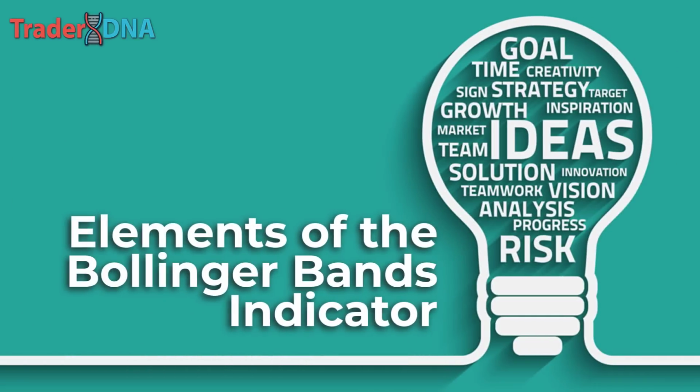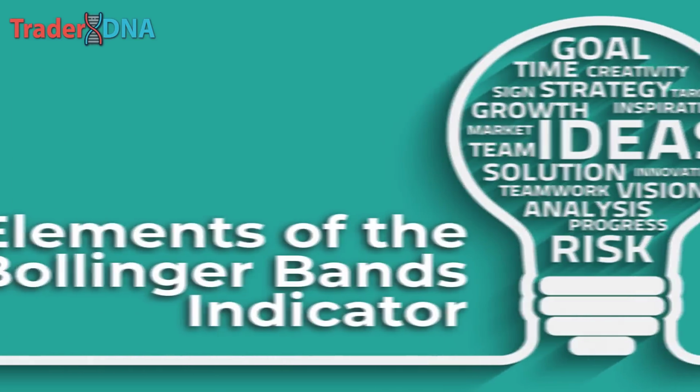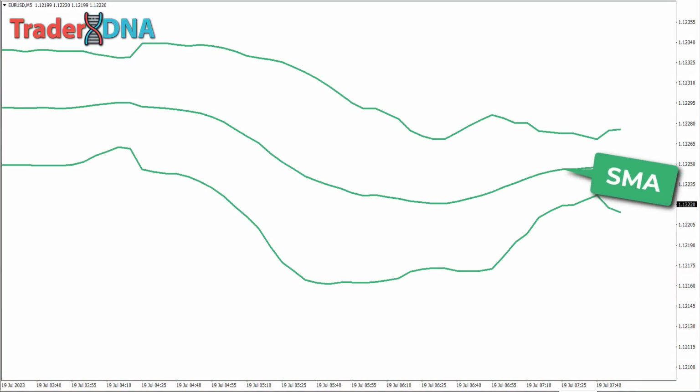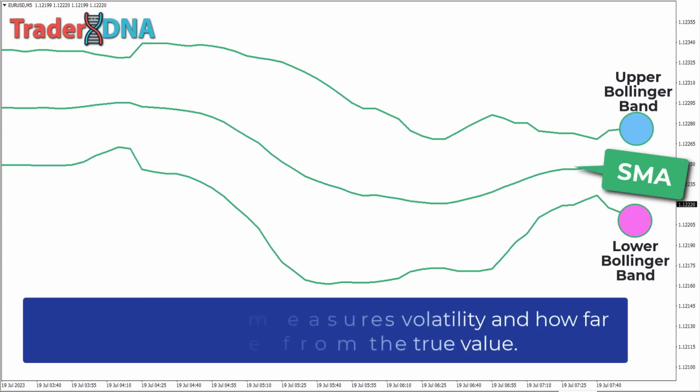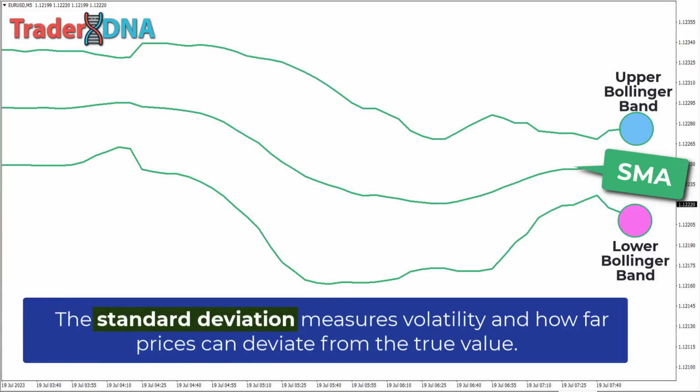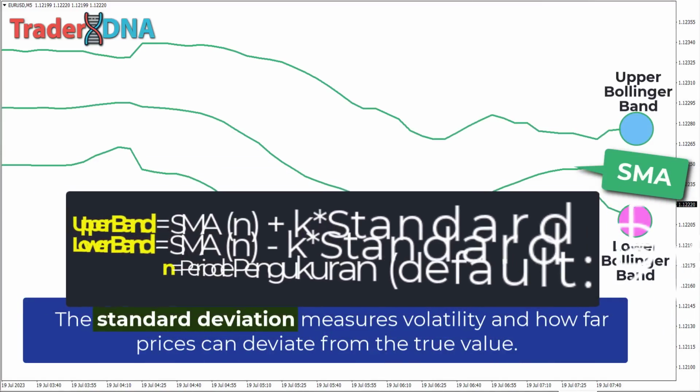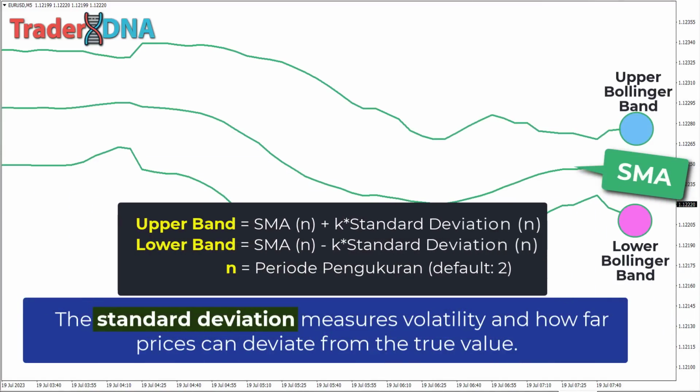Elements of the Bollinger Bands indicator. The Bollinger Bands indicator consists of a simple moving average, or SMA, with two bands, one above and one below the SMA line. The upper band is called the upper Bollinger Band, and the lower band is called the lower Bollinger Band. The upper and lower bands are determined by adding and subtracting the SMA value with a standard deviation. The standard deviation measures volatility and how far prices can deviate from the true value. The formula is as follows. As it takes into account volatility measurement, both bands will move according to market conditions.